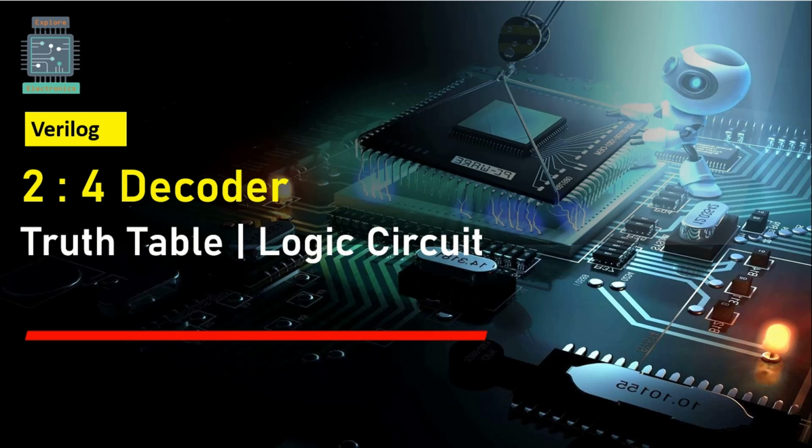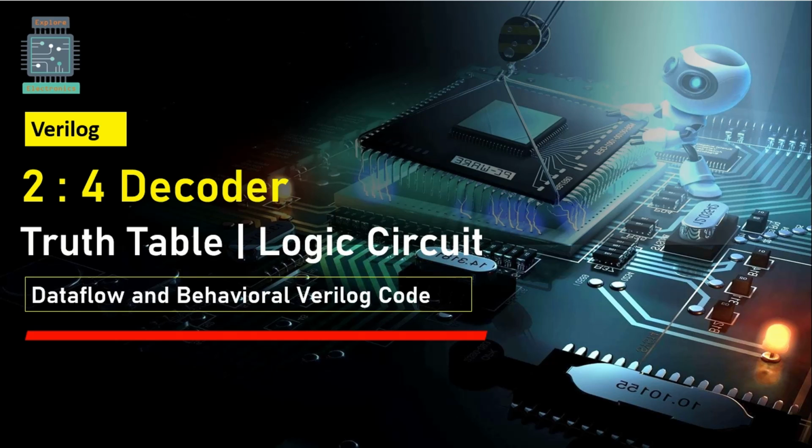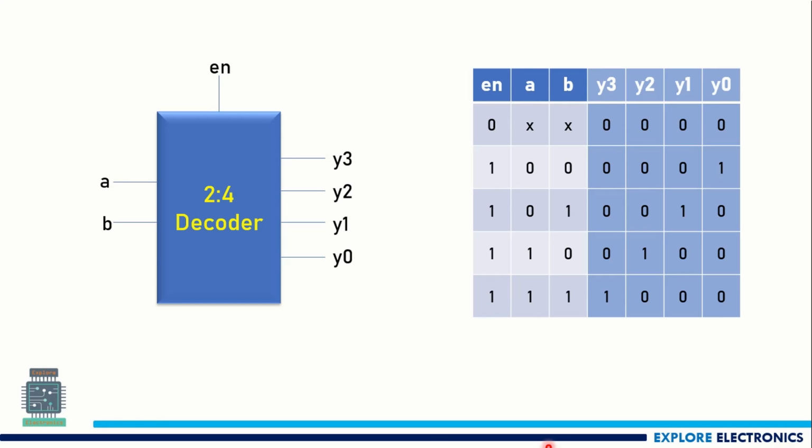In this video, let's see the 2 to 4 decoder, truth table, and logic circuit, and also let's write the data flow description and behavioral description code in Verilog. The 2 to 4 decoder will have two inputs, which I have taken as A, B, and four outputs Y3, Y2, Y1, Y0.